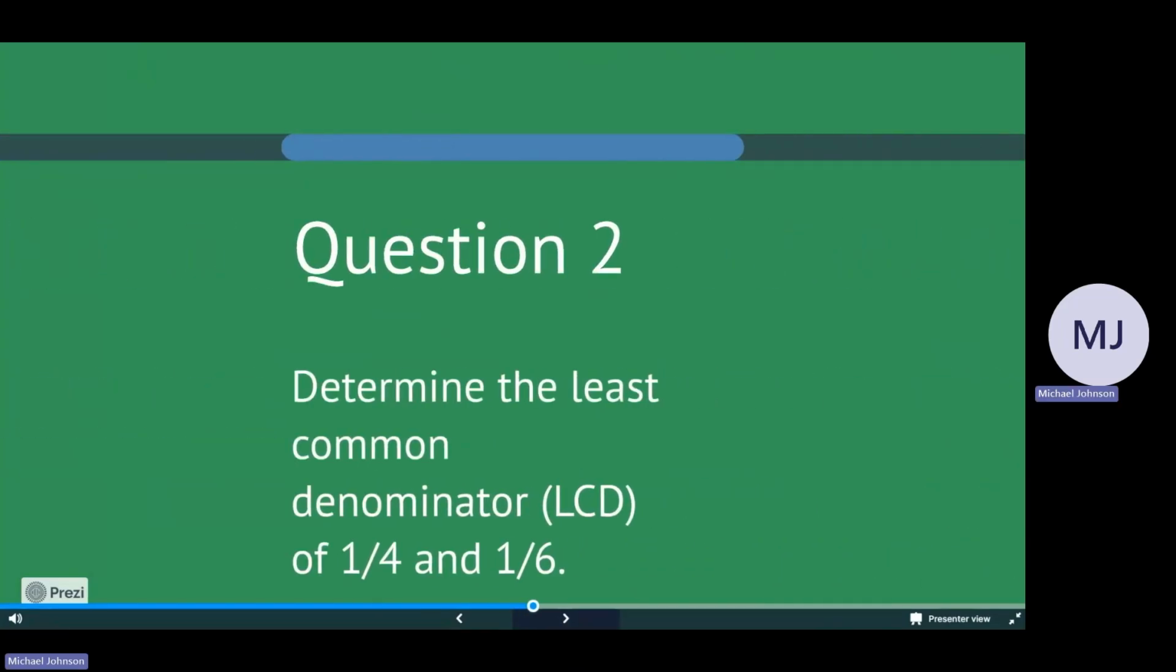Determine the least common denominator, LCD, of 1 divided by 4 and 1 divided by 6. So to do that, you would find that 12 is the least common denominator. So you'd have to make the denominator 12 and multiply the 1 divided by 6 top and bottom by 2, multiply the 1 divided by 4 top and bottom by 3.